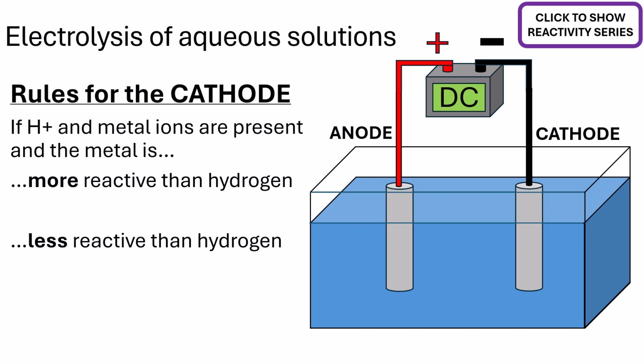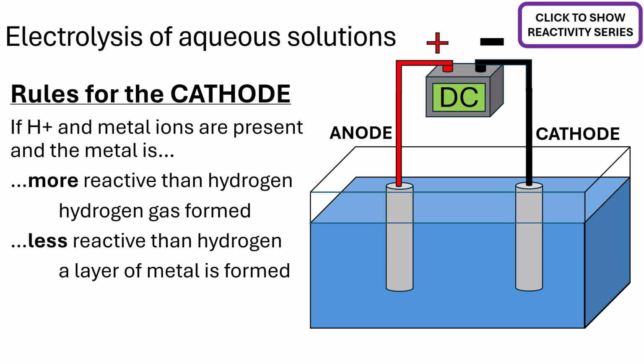At the cathode, we have that rule about hydrogen. Remember, we said on the reactivity series, less reactive than hydrogen is our jewelry, which is our copper, our silver, and our gold. So if the metal is more reactive than hydrogen, then we will form hydrogen gas at the cathode. If, however, it is copper or silver or gold, it is less reactive than hydrogen, and you'll actually get a layer of that particular metal appear around the cathode.